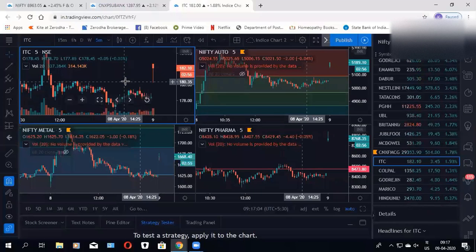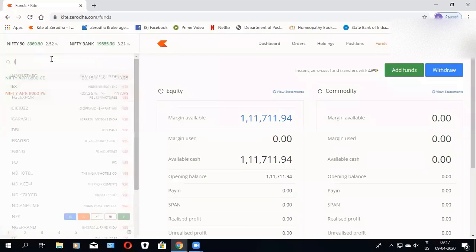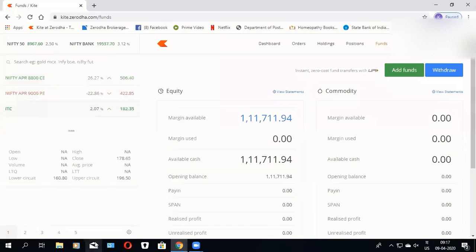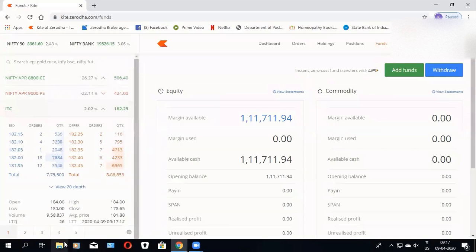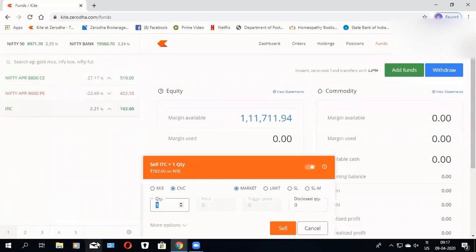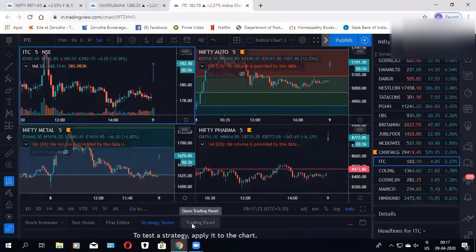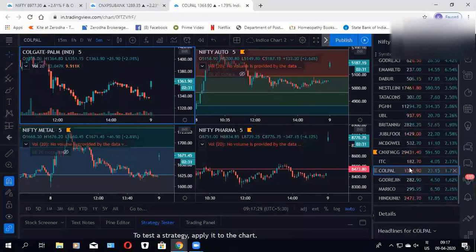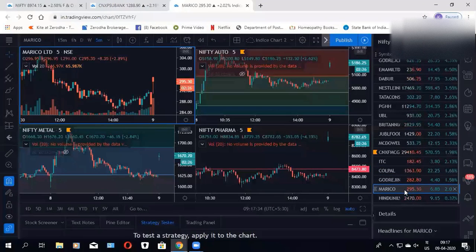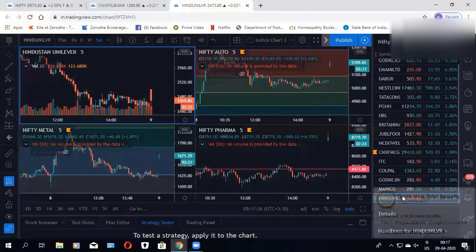So what I do is I go to my portfolio and I add ITC. And I just check the chart before even selling or buying. I just check the chart, and what happened is ITC started rising. So it violated my condition of open equals high. So now I have to select another share.